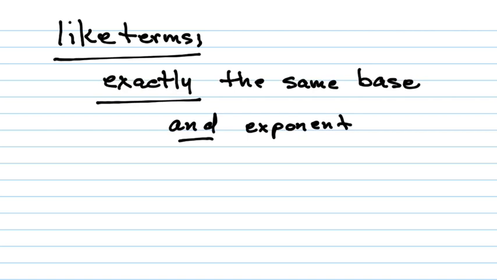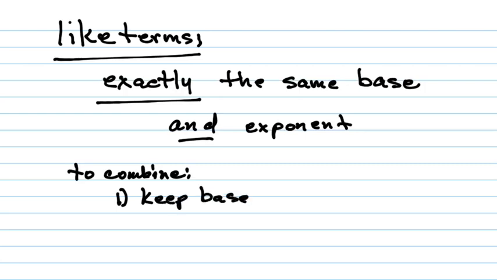And if they are like terms, then to combine, you're going to keep the base and exponent. Doesn't change. If I have 3 cars and I add 7 more cars, then I have 10 cars, right? What they are doesn't change just because you have more or less of them, do they? Okay? So you keep the base and exponent, and you combine the coefficients.